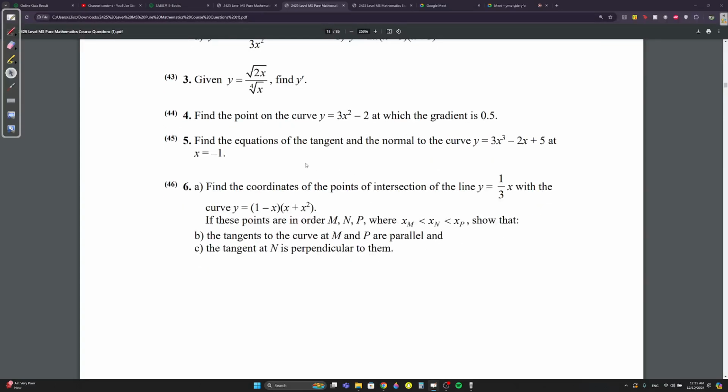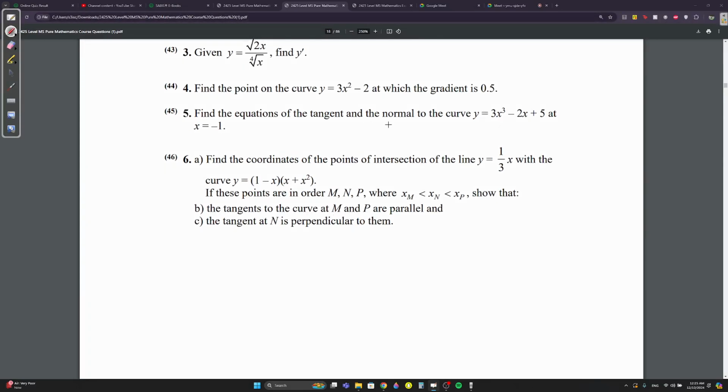Question 5. Find the equation of the tangent and the normal to the curve at x equals minus 1. What are the steps? First, find your point x comma y, right? Then the second step is find slope.